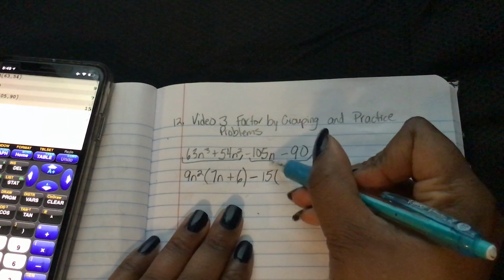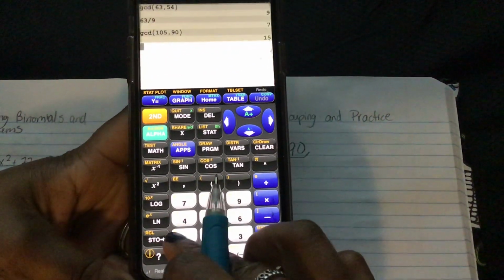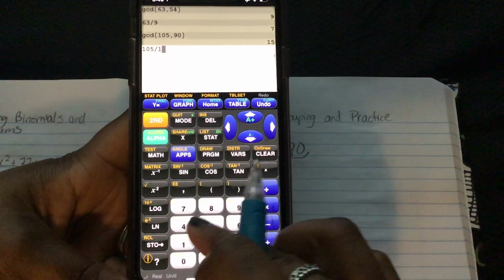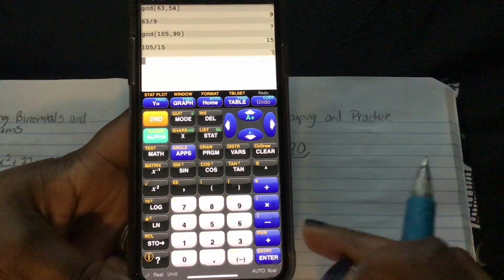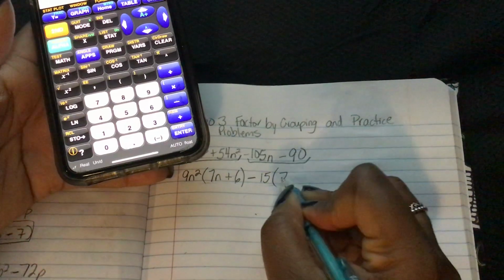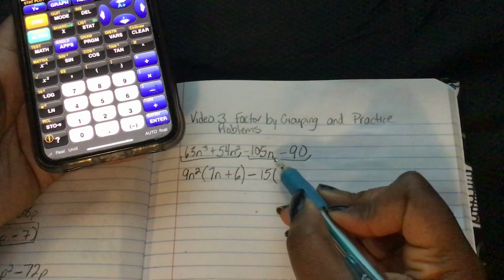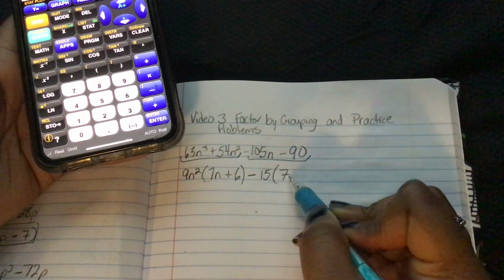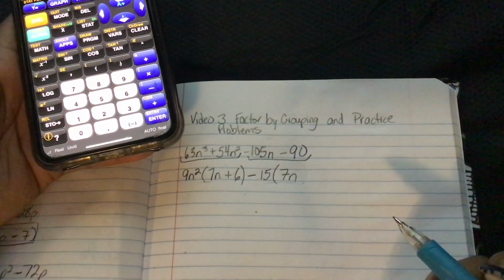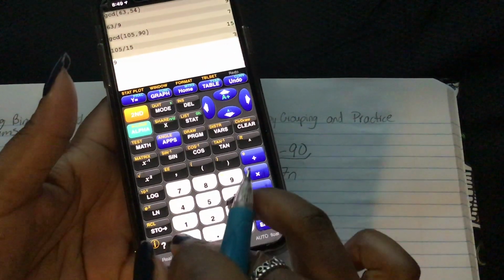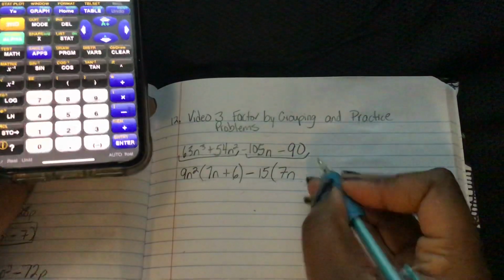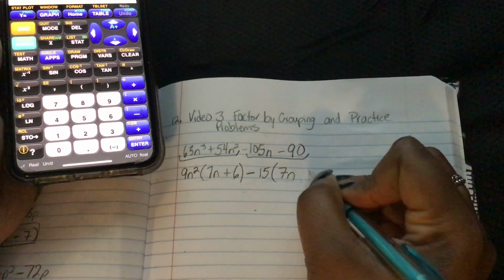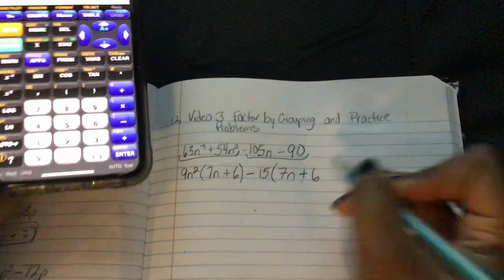So in order to figure out what's left here, you can divide again. So you have 105 divided by 15, and that gives you 7. Okay? And you didn't take out an n, so you have n left here. Then you have 90 divided by 15, and that gives you 6. So you took out a negative, so this is going to be a positive 6.